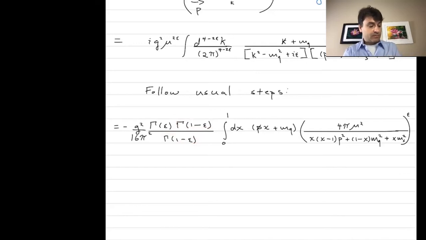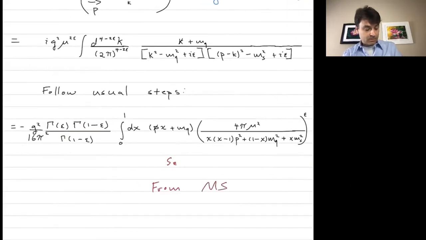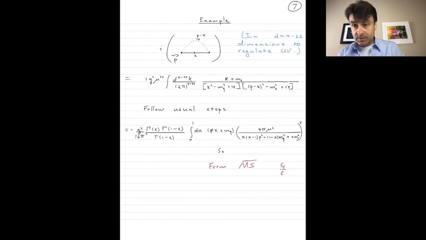Now you notice that I've multiplied and divided by gamma(1 minus epsilon). That's in preparation for subtracting the pole that comes with an S sub epsilon. If you look back at how we did modified minimal subtraction, MS bar, that's what I want to do here. That means that I subtract poles of the form S sub epsilon over epsilon, and S sub epsilon involves a 1 over gamma(1 minus epsilon). So I'm just getting ready to do that subtraction by including a 1 over gamma(1 minus epsilon) explicitly.